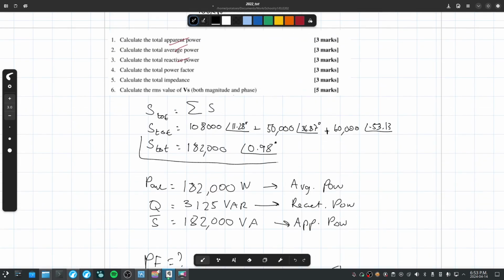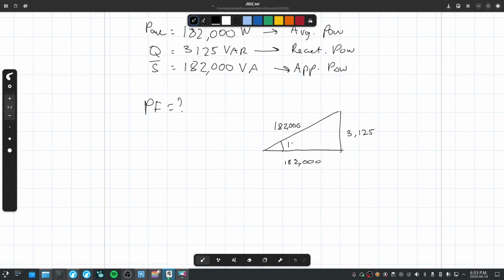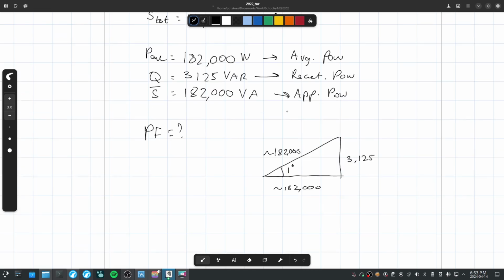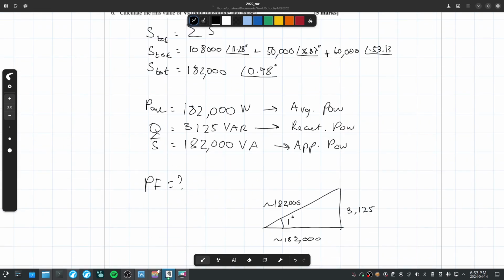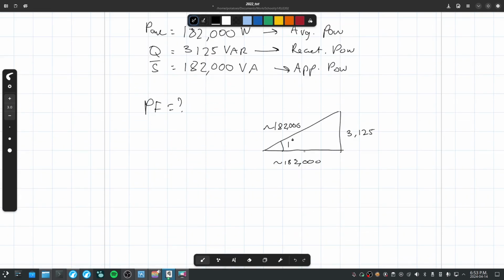Let's take this instead, because it's right here. This is the angle. It's about 1 degree. And so if you have... let's calculate these exactly. So let's do 108,000. Actually, no, I can't because I literally would have to redo everything. Point is, this is 1 degree.